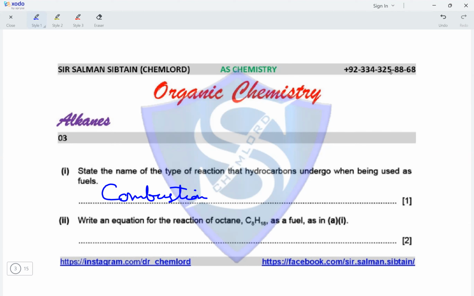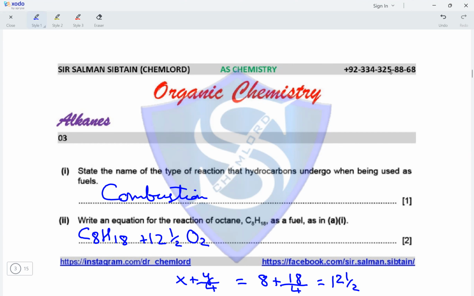Write an equation for the reaction of octane as a fuel. So octane is C8H18 and the number of oxygen molecules would be x plus y upon 4, which is equal to 8 plus 18 upon 4, which is equal to 12 and a half. So we have 12 and a half O2 reacting with octane, producing x moles of CO2, which is 8 CO2, and y upon 2 moles of H2O, which is 18 upon 2, which is equal to 9 moles of H2O.